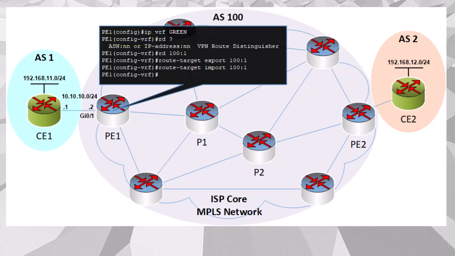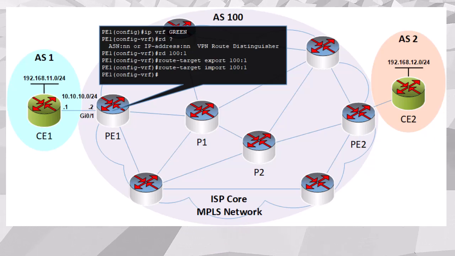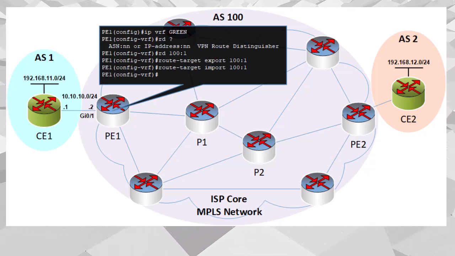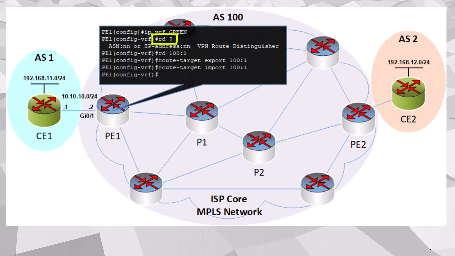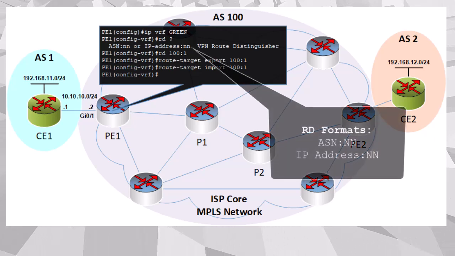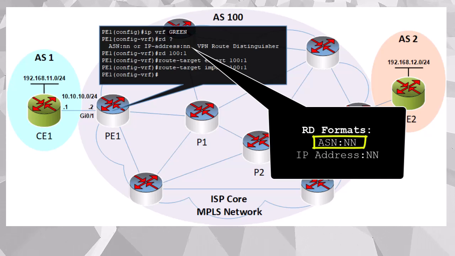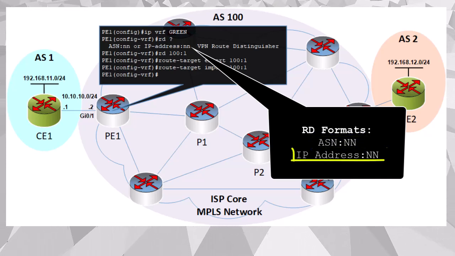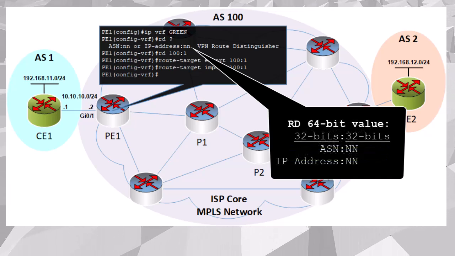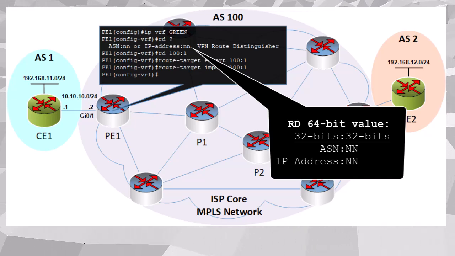Now it's here that we configure the route distinguisher for this VRF, and it is the RD that will create our unique VPNv4 route. Using our context-sensitive help, we issue the RD ? command, and we can see the options that are available for us. We can add our VPN route distinguisher using either the format of ASN:NN or IP address:NN. Remember, the RD is a 64-bit value, so the number before the colon is a 32-bit number, and the number after the colon is another 32-bit number.